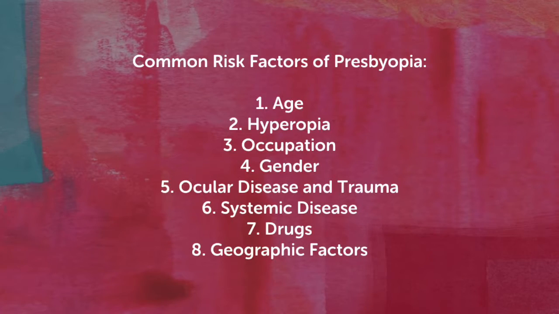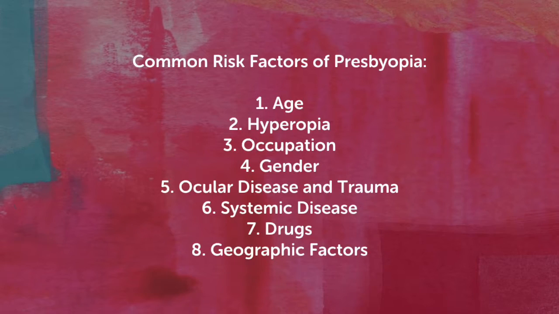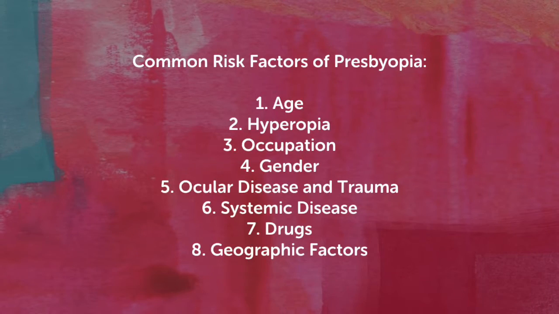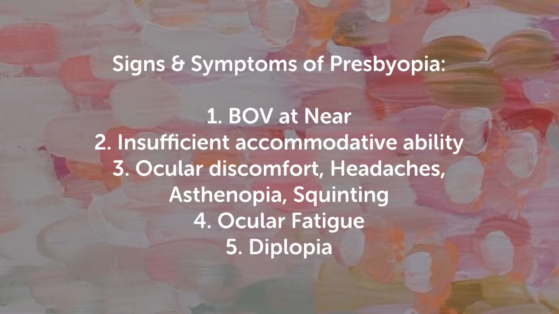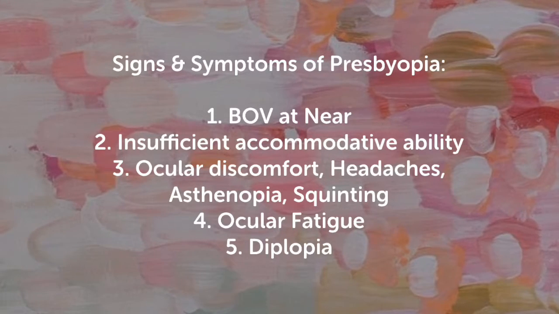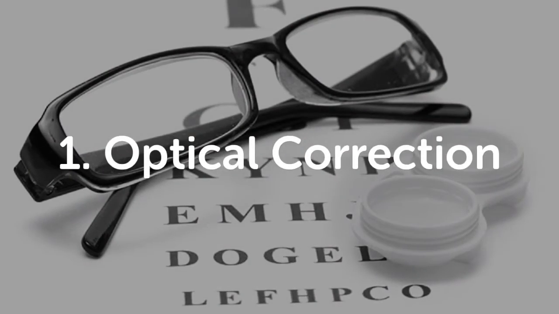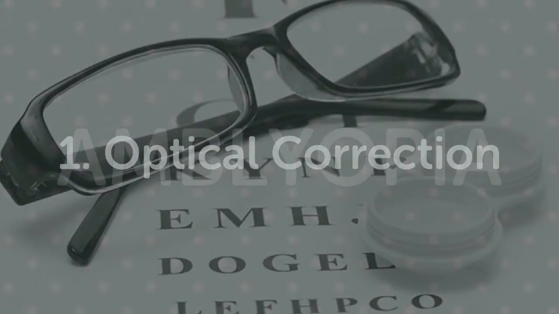Those who are involved with presbyopia are said to be more demanding in near vision tasks and cannot work without the aid of optical correction. Risk factors of presbyopia are age, hyperopia, occupation, gender, ocular disease, systemic disease, drugs, and geographic factors. Common signs and symptoms of presbyopia are blurring of vision at near, insufficient accommodative ability, ocular discomfort, ocular fatigue, and diplopia. Treatment for presbyopia are optical correction with spectacle lenses, contact lenses, or combination of both.